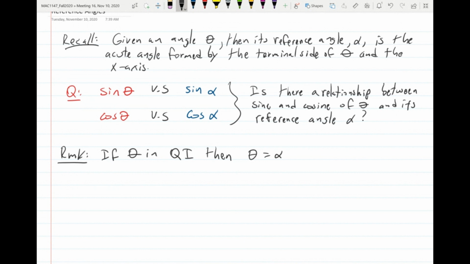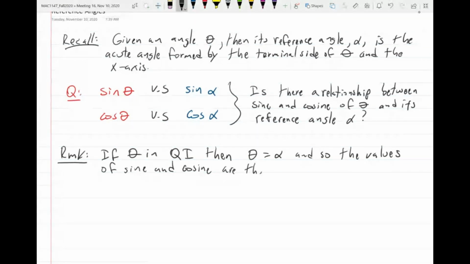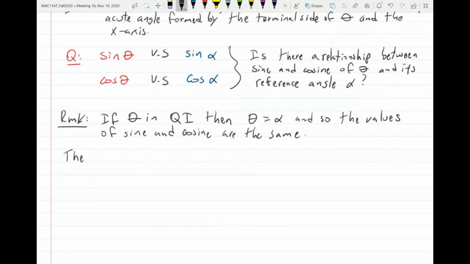So what can we say about the values of sine and cosine in this case? Are they the same or are they different? If the two angles are the same, so they are equal, right? And so the values of sine and cosine are the same. So here we get that sine and cosine are equal to each other because, well, the two angles are the same, but it's not really interesting. So let's see what happens then in the other cases. So there are 3 more cases to consider, quadrant 2, 3, and 4. So there are 3 cases now.